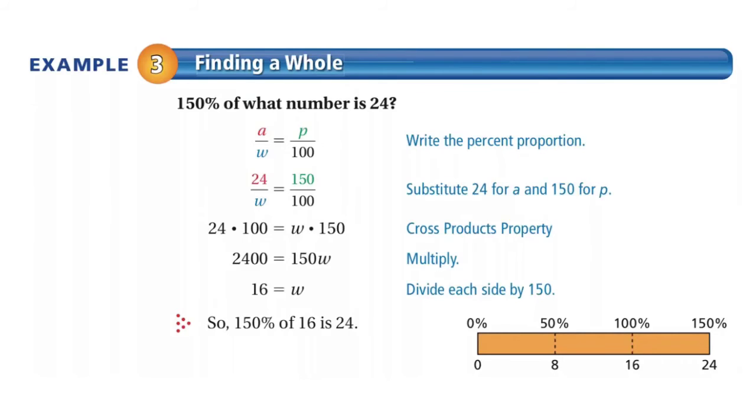Now again, I would have simplified the completed ratio to get 3 over 2, because you could divide top and bottom by 50. 24 over W equals 3 over 2. We could use cross products for that, or you could use multiplication on top and bottom to find out that W equals 16. So 150% of 16 is 24.